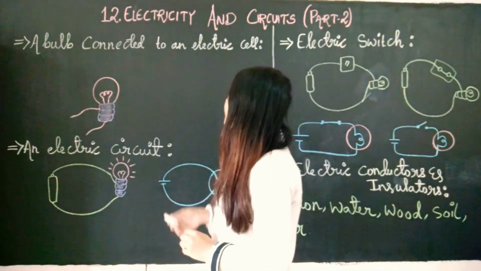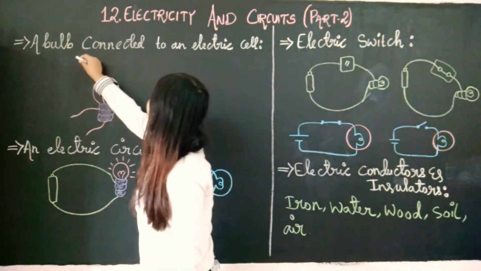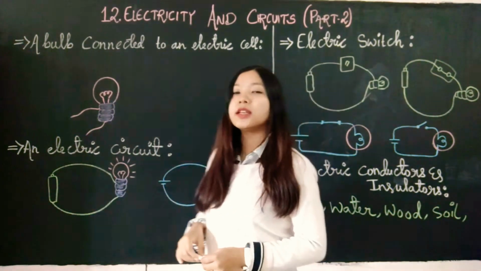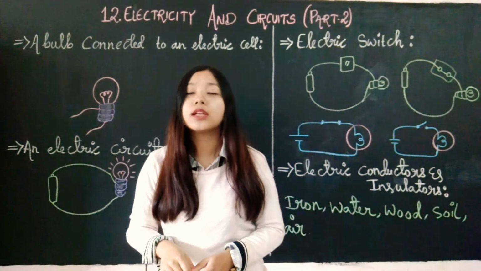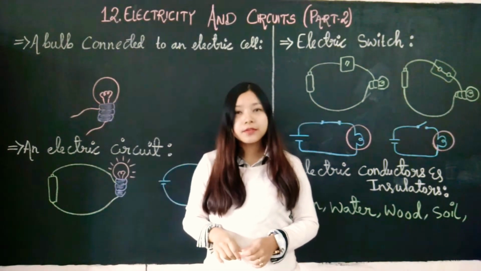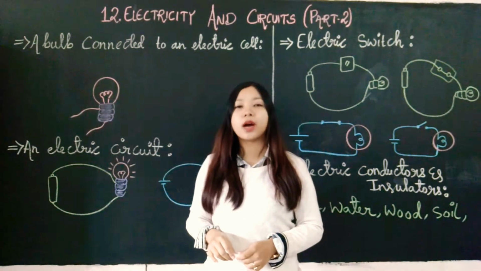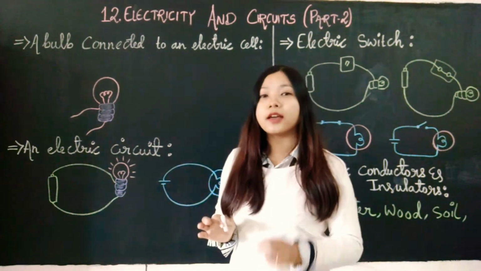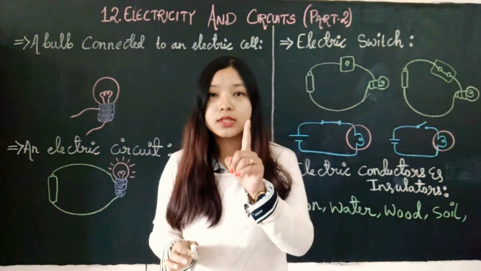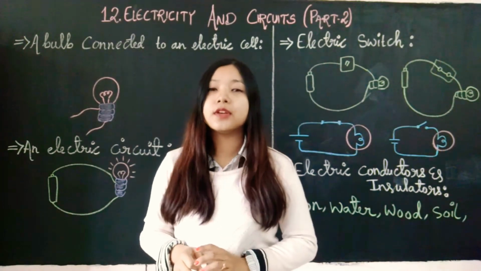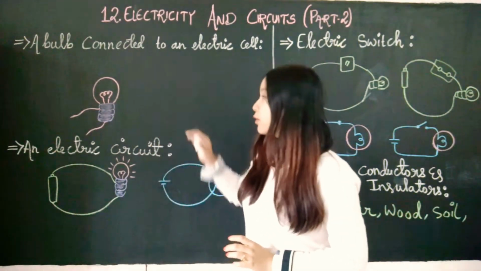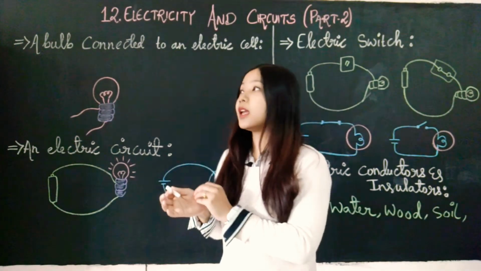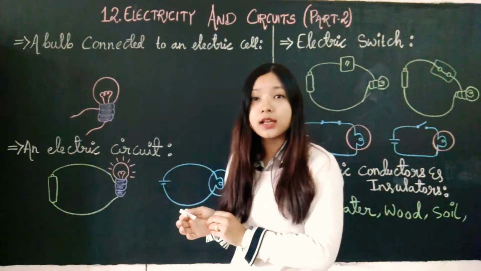Let's start. First, let's discuss how a bulb is connected to an electric cell or electric circuit. In the previous video, we discussed how the electric cell has two terminals, positive as well as negative. So in this part, we are going to discuss how a bulb is actually connected to an electric cell.